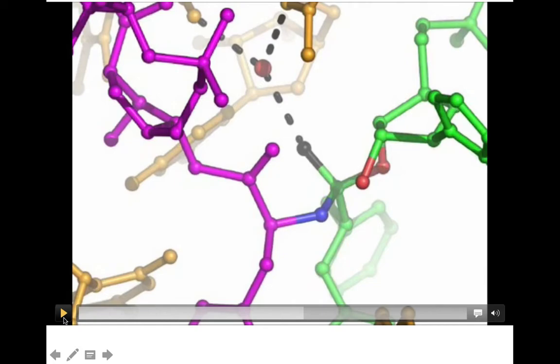So if you see here, what your ribozymes are doing is making this tRNA close enough to this tRNA so that the amino acids will be so close to each other that it will catalyze the formation of a peptide bond.